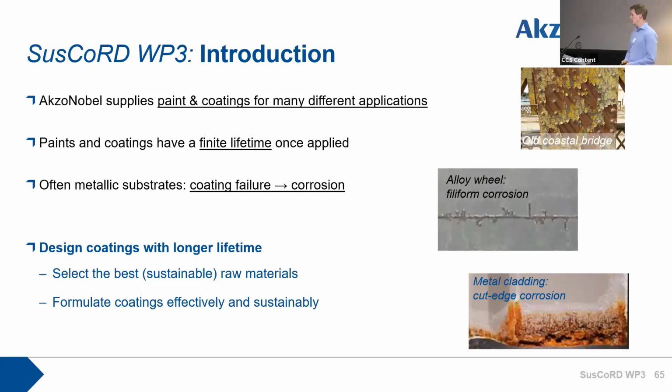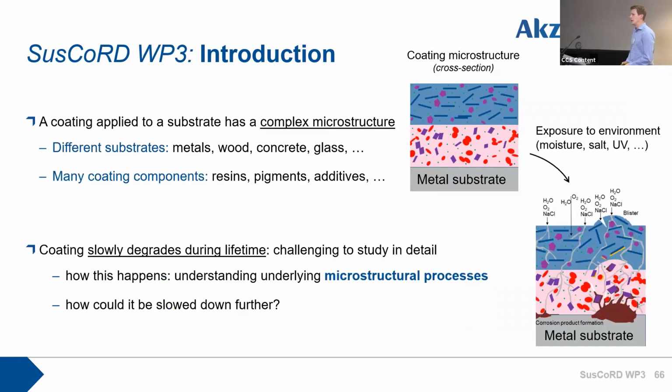Ultimately, we want to be able to design coatings with a longer lifetime. We want to be able to select the best sustainable raw materials to do this, and to formulate coatings effectively and sustainably. To do this, we really need to understand these coatings in quite great detail, and they're quite complex systems. You see a little schematic here, a cross-section of a coating microstructure. You can see how complex it is. In this example, the substrate is a metal, but there are other types of substrates that we apply to as well.